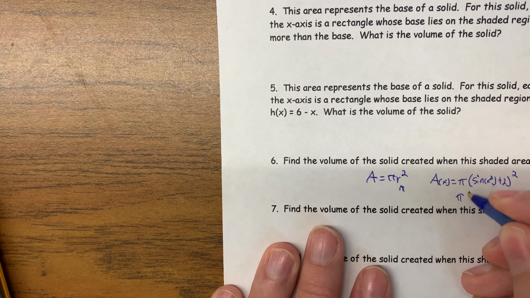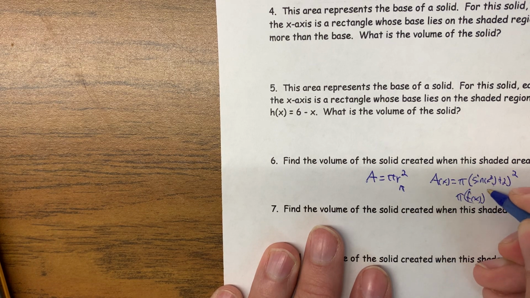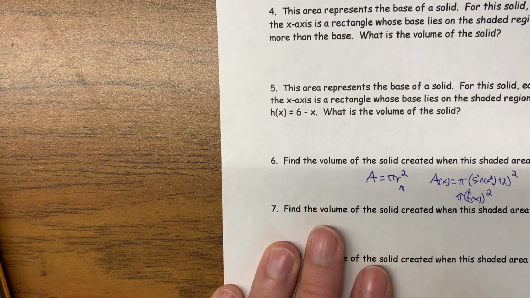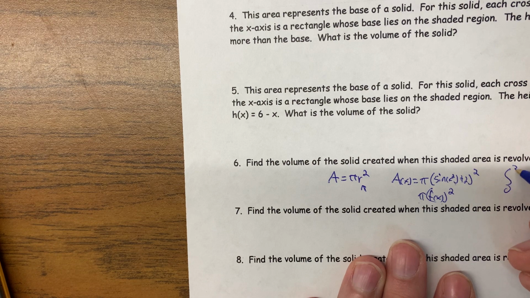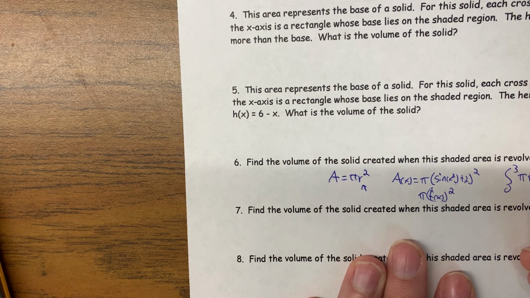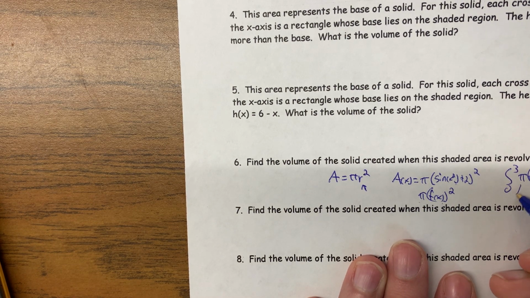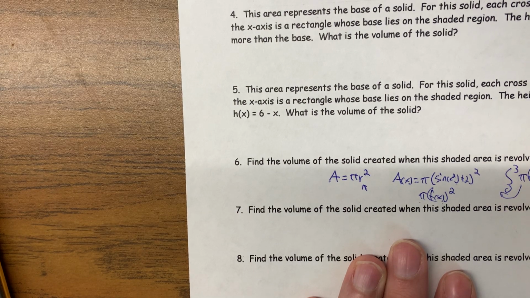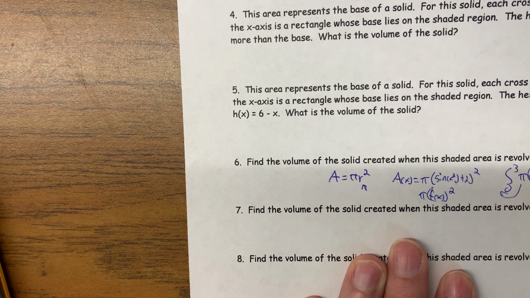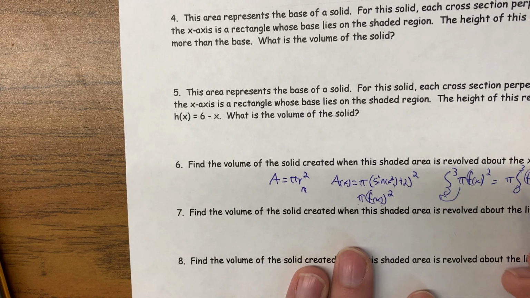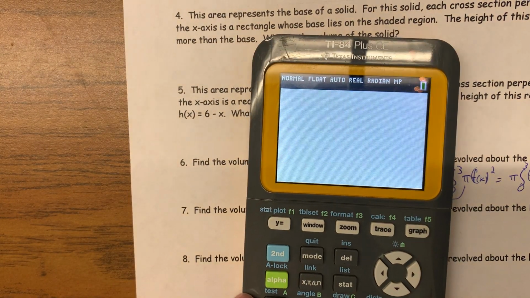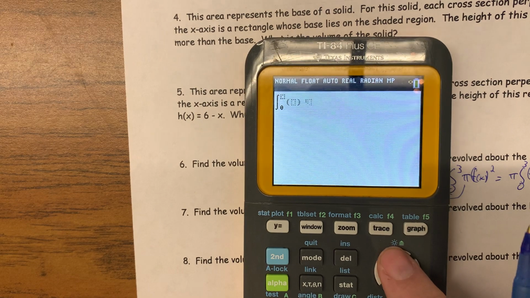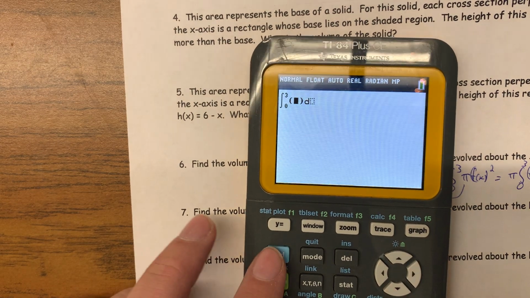Again, it makes you way less likely to make a mistake if you've defined f of x somewhere and you're just like, oh, pi f of x squared. And so the volume is going to be the integral from 0 to 3 of pi times f of x squared. And pi is a constant, so sometimes we'll bring it to the outside if you want. Integral of pi times f of x squared from 0 to 3. And we've already calculated the integral from 0 to 3 of f of x squared, but I'll type it in again. So math 9, 0 to 3 of pi.